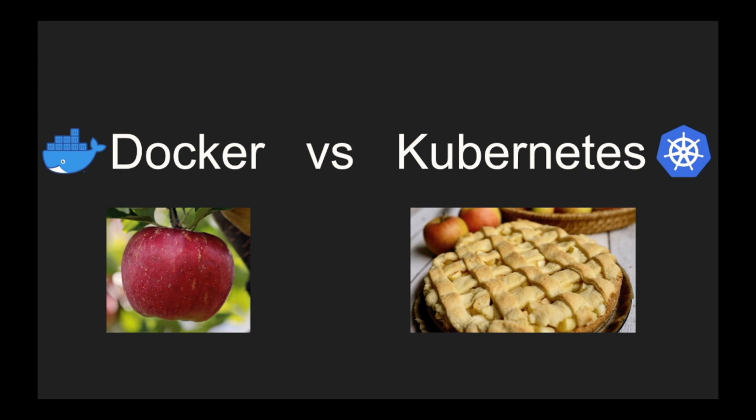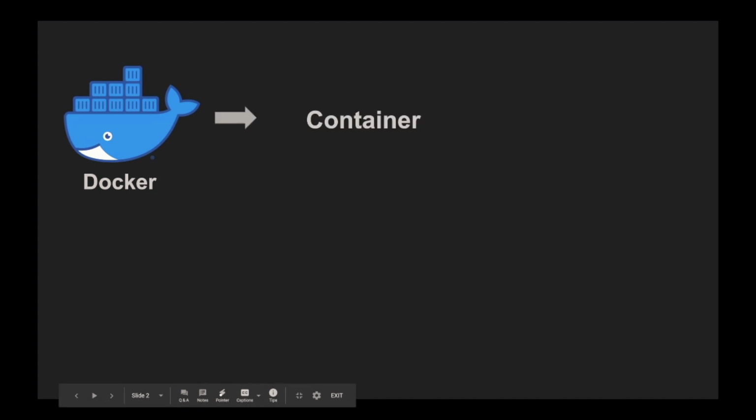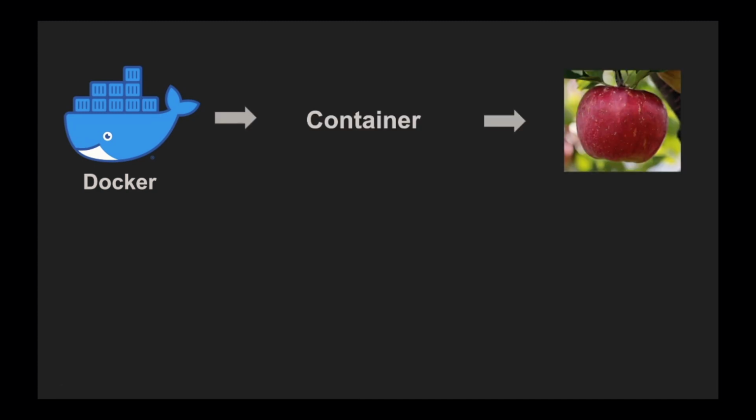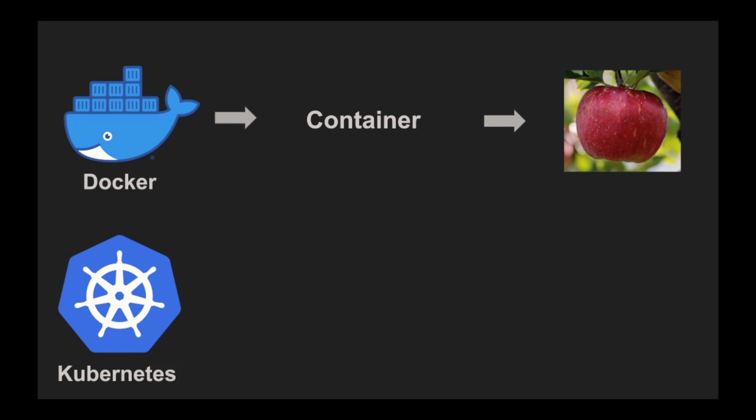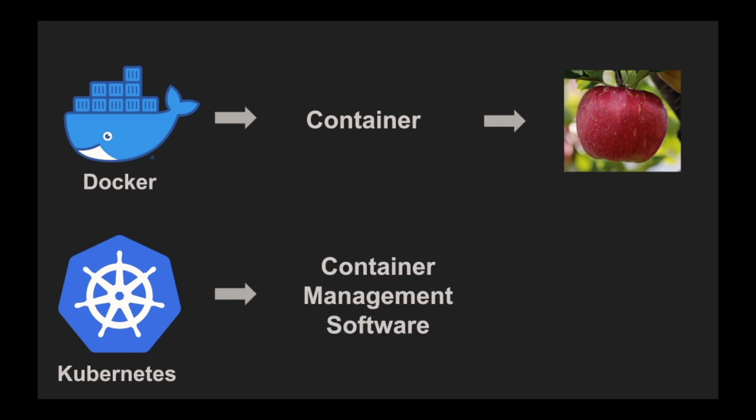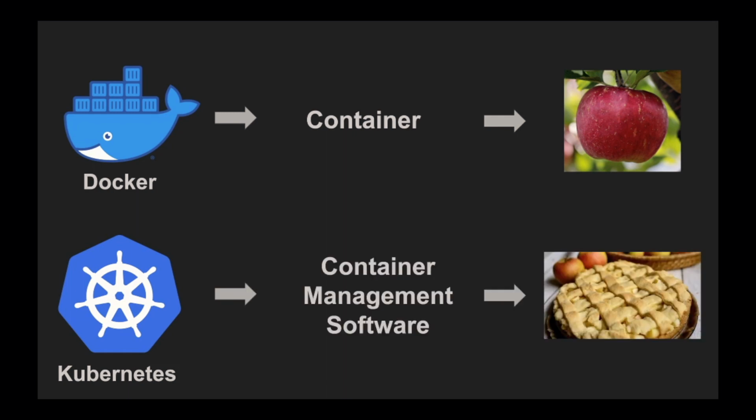So in this video, you will come to know what is Docker and what is Kubernetes, just like what is Apple and what is an apple pie. So let's get started. Docker is a container. It's just like we can compare it to an apple, right? And Kubernetes is a container management software, just like we have an apple pie, right?